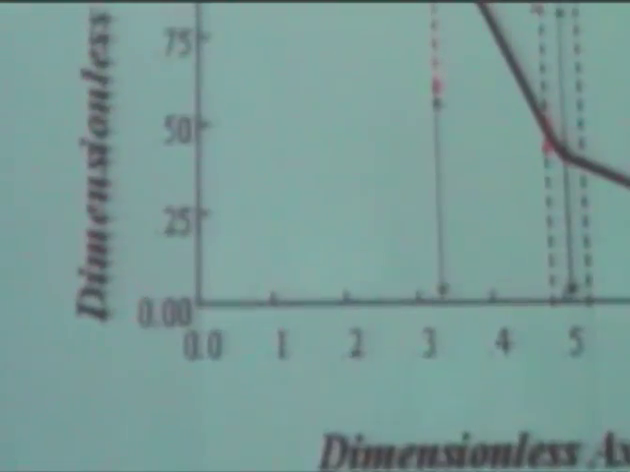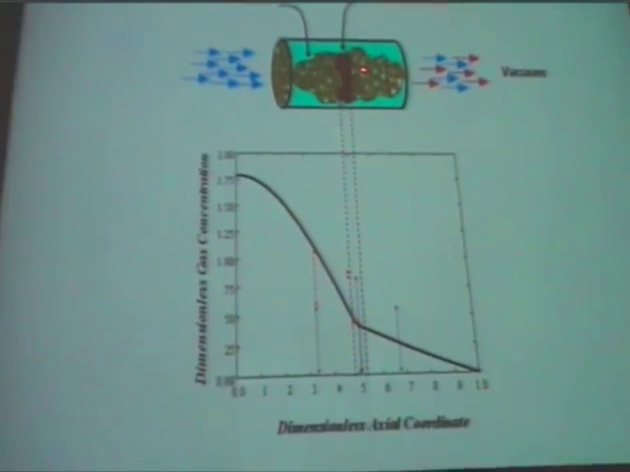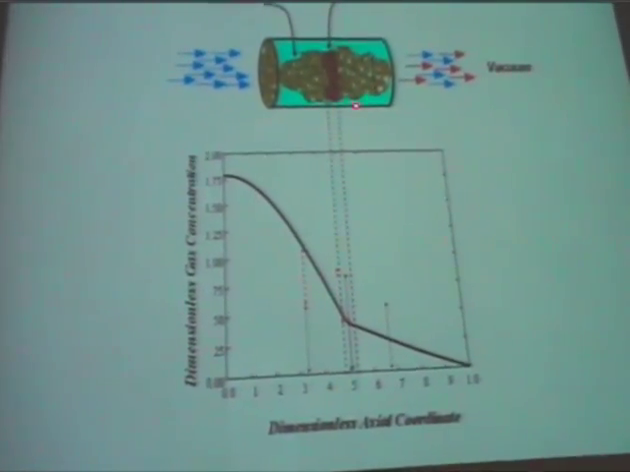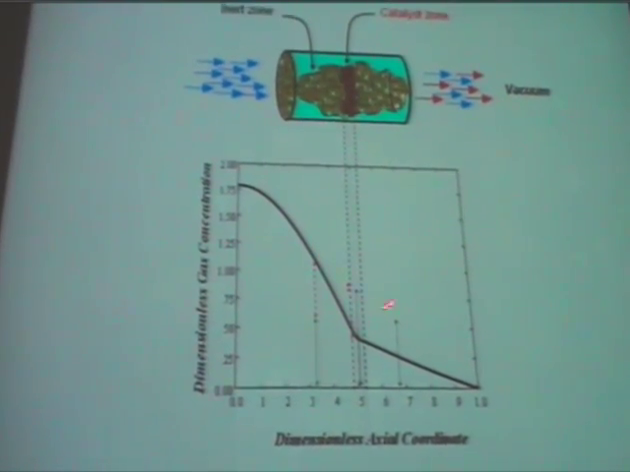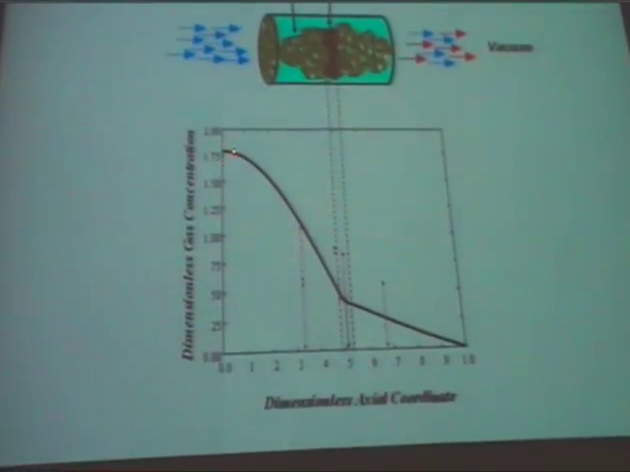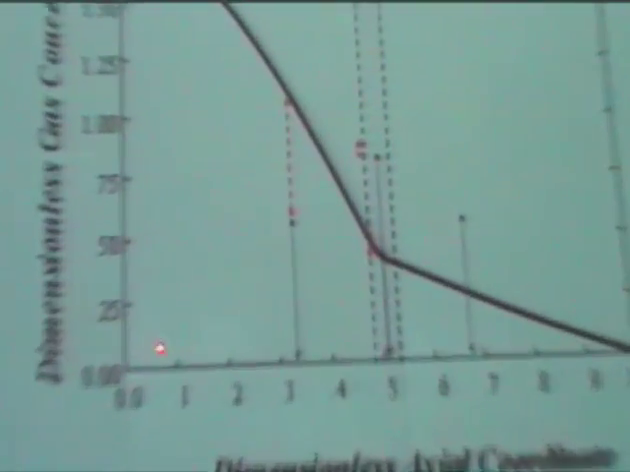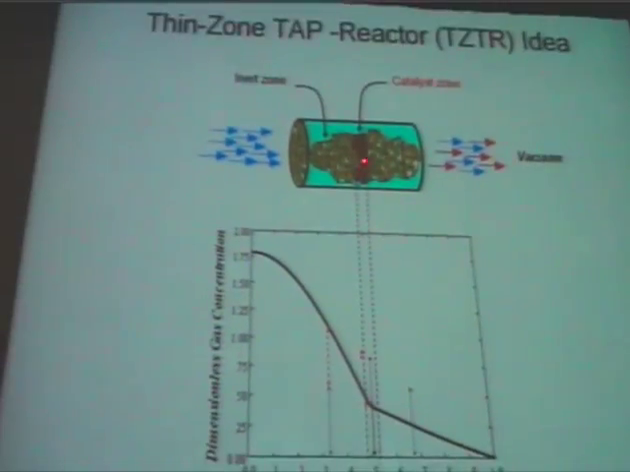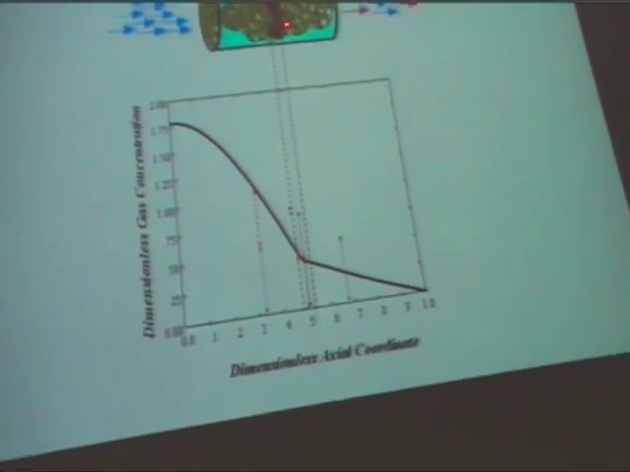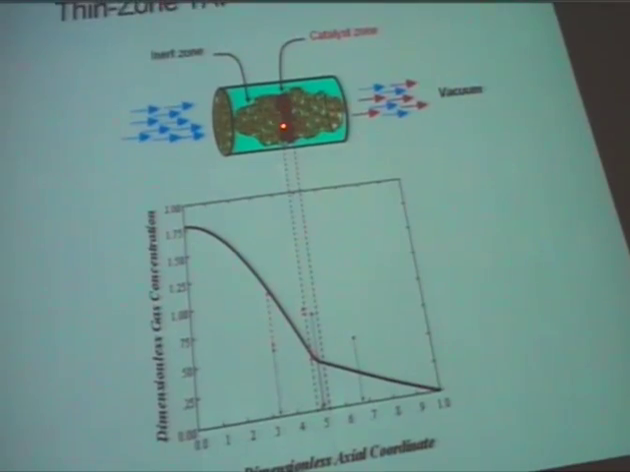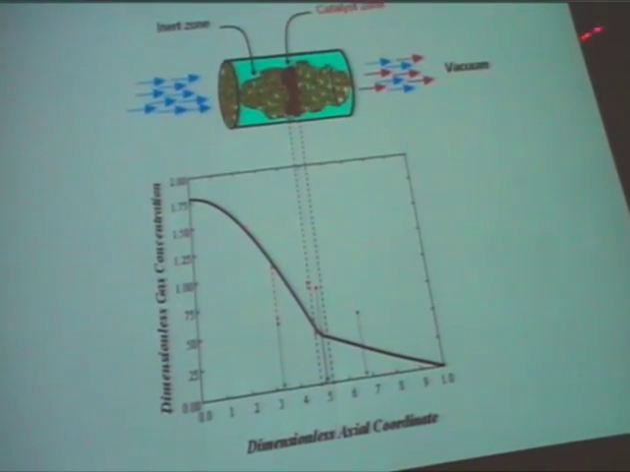This is our main device. It's called the TZTR, thin zone reactor, proposed about 7 years ago by student Chapman and me, and I was his advisor. So what does it do? This is dimensionless gas concentration, dimensionless axial coordinate. So we have transformation only in this thin zone, it's about 1/10 of this length. Because this zone is narrow, we can consider it uniform, with uniform gas composition and catalyst composition.